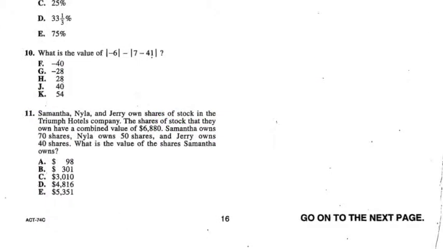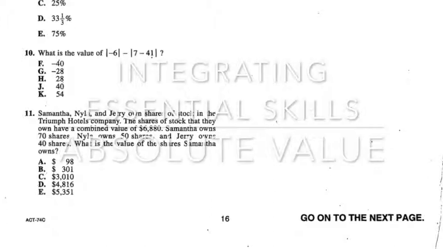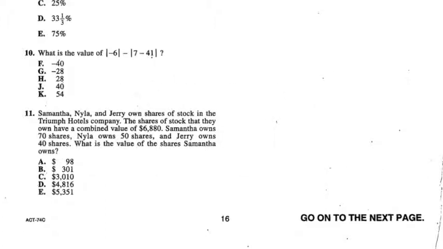Number 10, also an integrating essential skills question, and this deals with absolute value. This one's a pretty simple question. You know that this has to be a positive number minus another positive number. This would be 6 minus 7 minus 41 is negative 34. So then it would be a positive 34. So 6 minus 34. We know that that cannot be a positive answer choice. So it's going to be F or G.